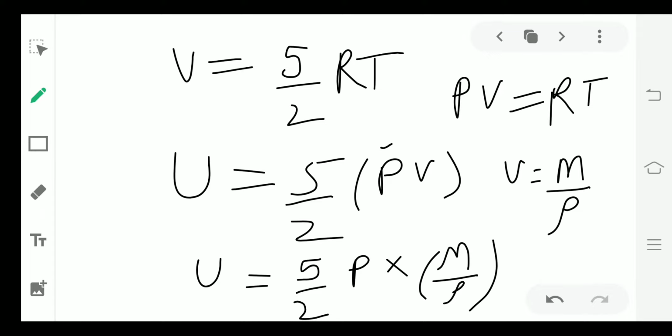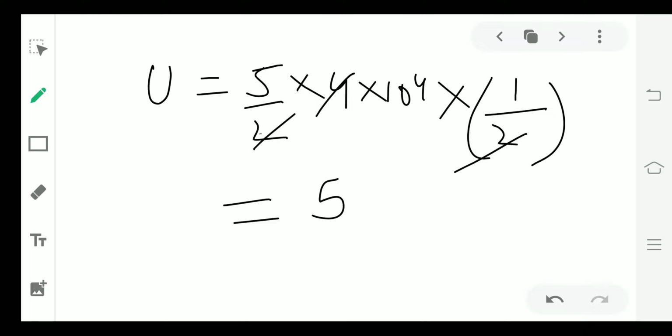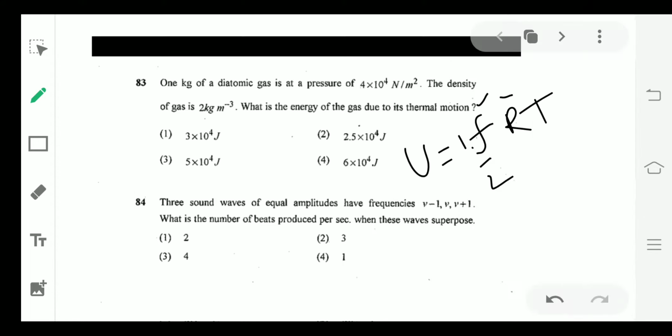So on putting the values, we get U equals 5 by 2. The value of the pressure is 4 into 10 raised to power 4, and mass is 1 kg, so 1, and density given is 2 kg per meter cube, so 2. Cancelling out the terms, 5 into 10 raised to power 4 joule is the internal energy or the total energy due to the thermal motion of the gas. So our answer is 5 into 10 raised to power 4 joule.